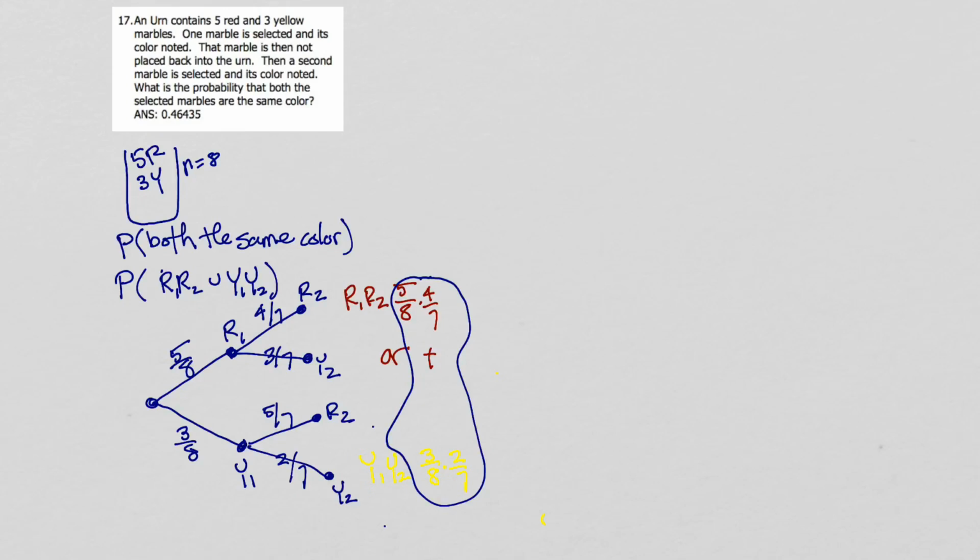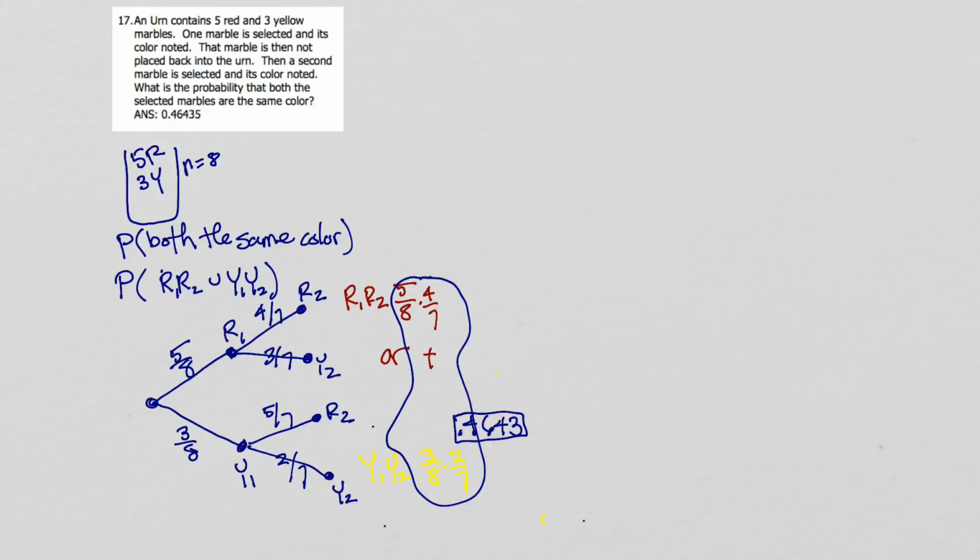So what we're going to do now is make that addition. And when I made that addition and multiplication and addition, I ended up with 0.4643. So if we round it off here, that's saying this event, getting both the same color, would happen about 46% of the time.